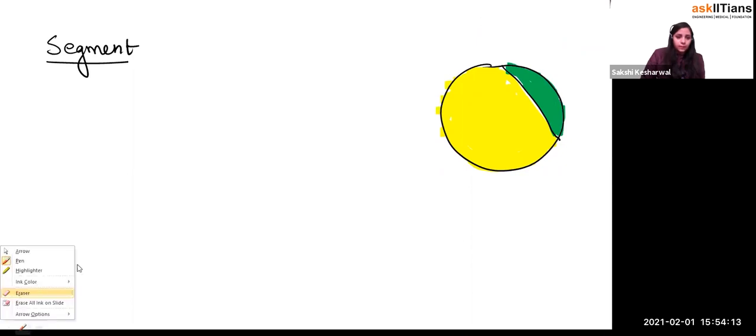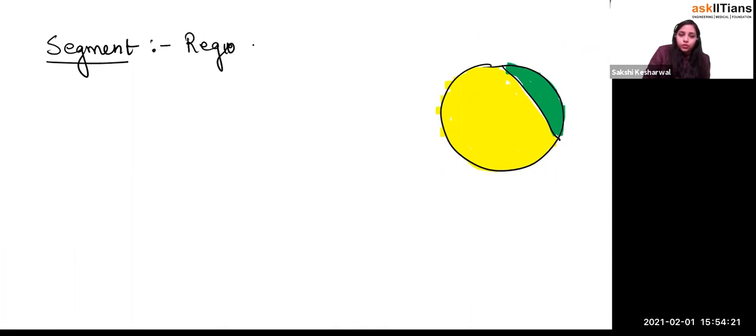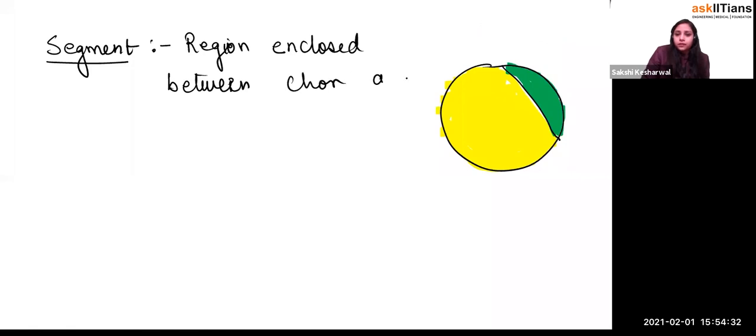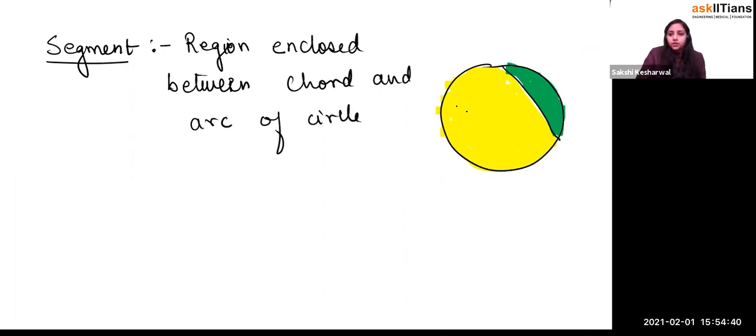You see that there are two regions. This is a region enclosed between chord and arc of circle, right? So there are two regions. Which is the bigger part? The bigger part is known as what, beta? Major segment. And the smaller part is known as what, beta? Minor segment, right?